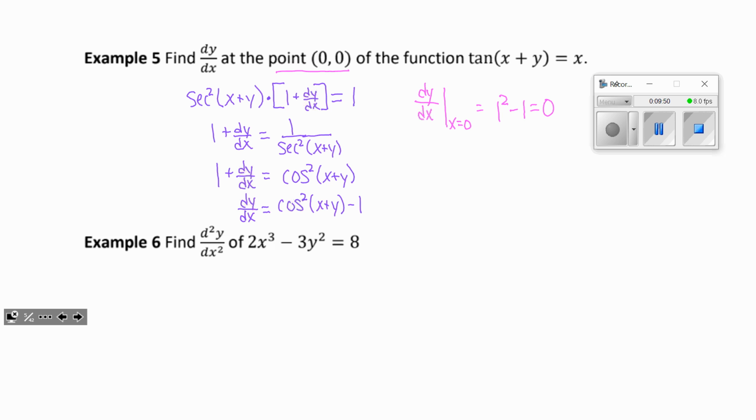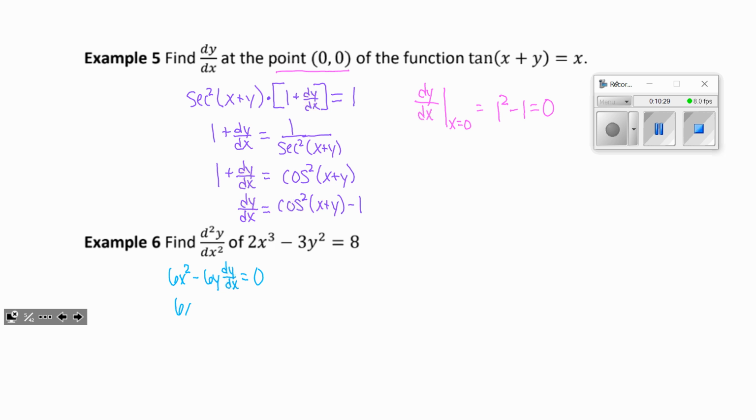All right, last example is find d squared y/dx squared. So that means take the derivative twice. There's going to be some tricky algebra going on here. We're going to have to do some replacement and some substitution. We're going to start with the derivative the first time, the power rule. The 3 comes down, becomes 6x squared, minus 6y squared, but I took the derivative of y, so now I need dy/dx, equals the derivative of 8, which is 0. Keep in mind the idea here is to solve for dy/dx.